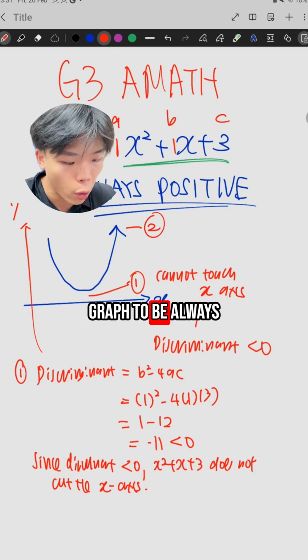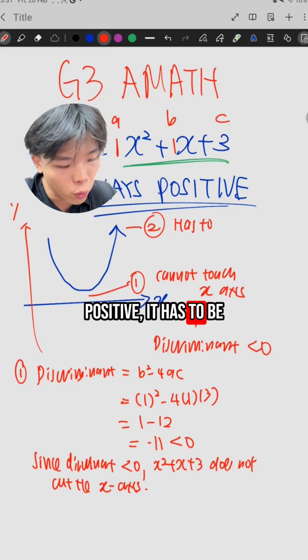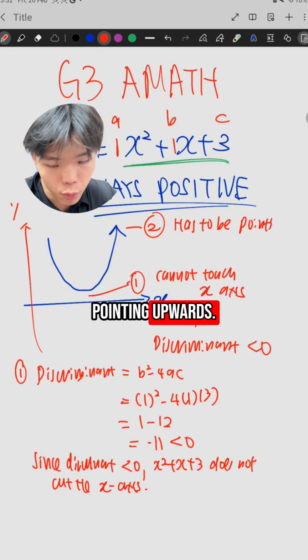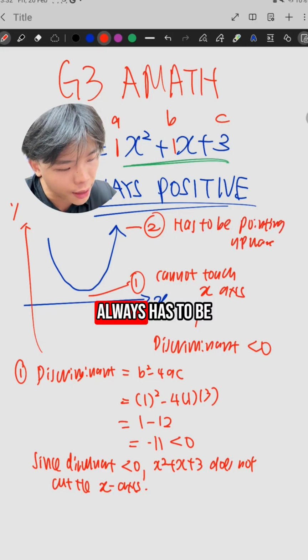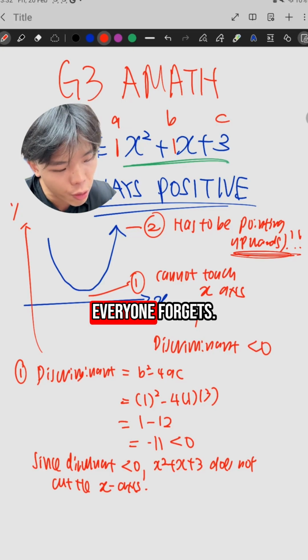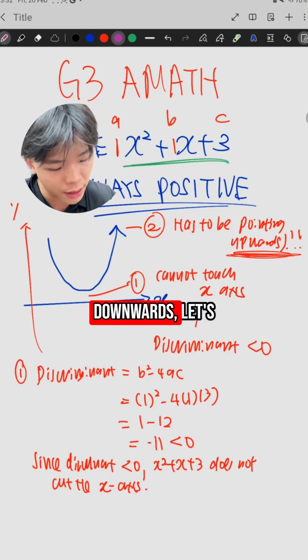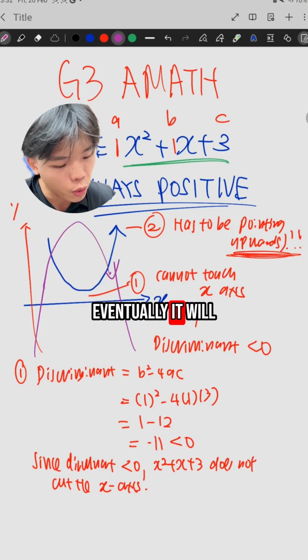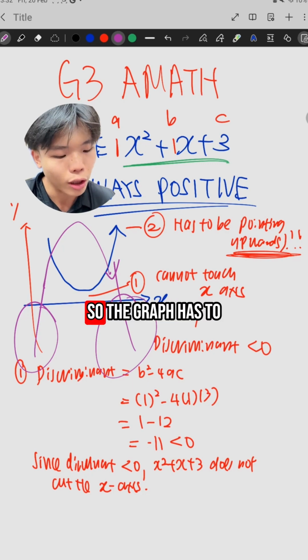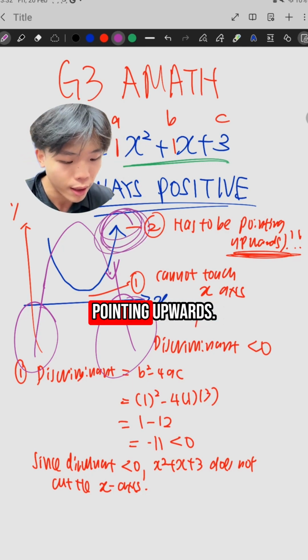But students always forget the second portion, which is this one over here. In order for a graph to be always positive, it has to be pointing upwards. Always has to be pointing upwards. This is the part that everyone forgets. If the graph is pointing downwards, eventually it will go downwards over here. So the graph has to always be pointing upwards.